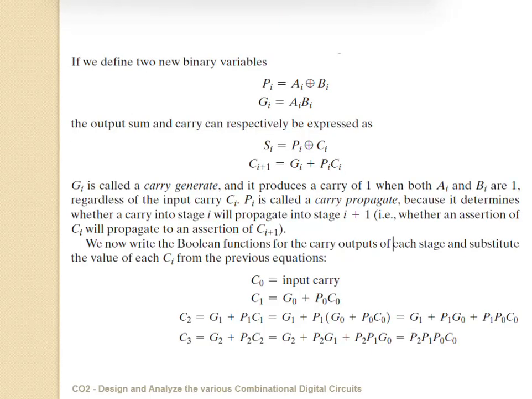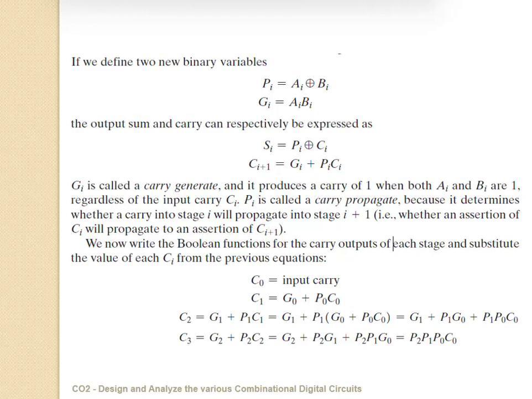So if you define two new binary variables, which we call carry propagate and carry generate: carry propagate is designated as Pi, which is equal to Ai XOR Bi. Carry generate Gi is equal to Ai Bi, by which we can obtain Si equal to Pi XOR Ci. The next level carry Ci+1 is equal to Gi plus Pi Ci.